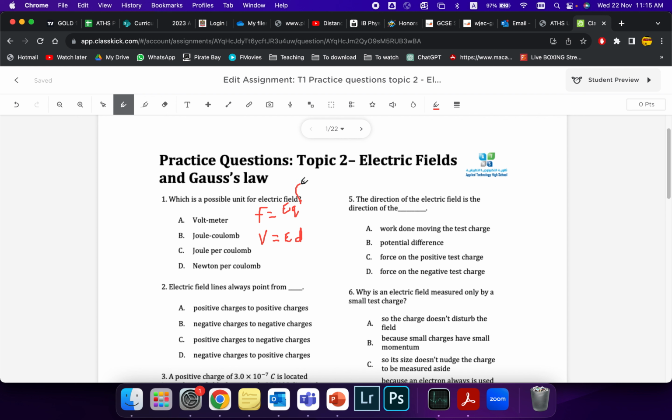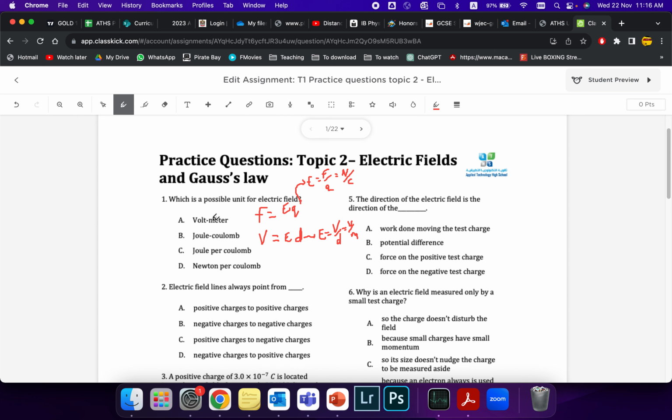Changing them around, that becomes E equals F over Q. This one just becomes E equals V over D. So these are the formulas in terms of E. Putting the units in, F is force, in newtons, per Q is charge, which is coulomb. Newtons per coulomb, or V is volts, per distance in meters. So these are the two units I'm looking for in the question.